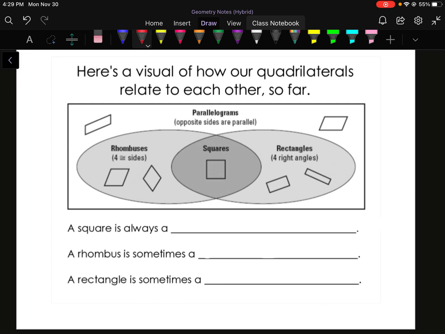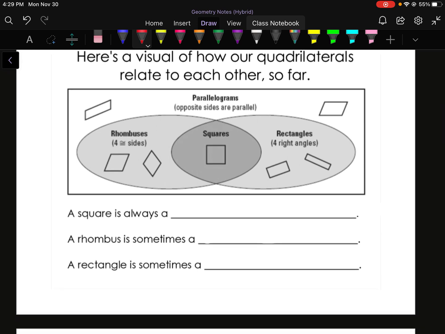So this little section here, kind of the whole idea here is just being able to identify different properties of 4-sided figures, specifically right now, parallelograms, including rhombuses, squares, and rectangles. So these always, sometimes, or never questions are kind of important, and we'll eventually fill out a chart to compare. But let's start with this.